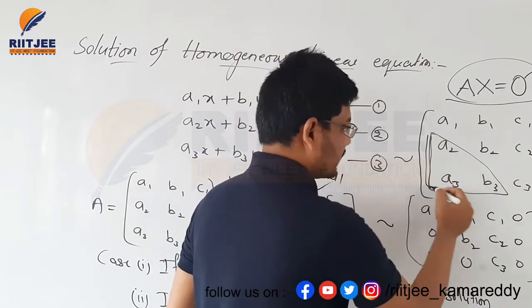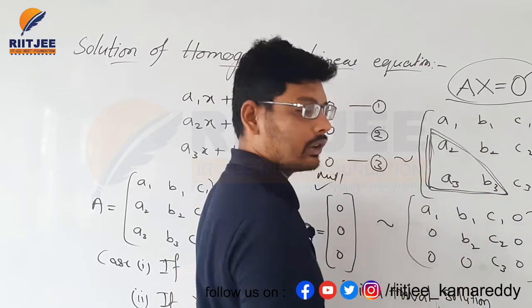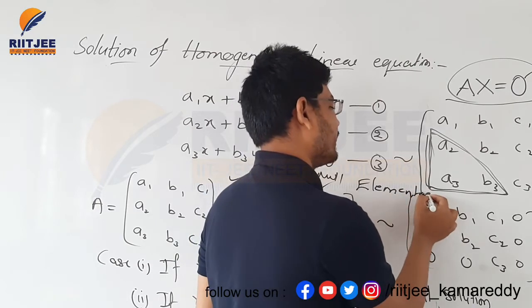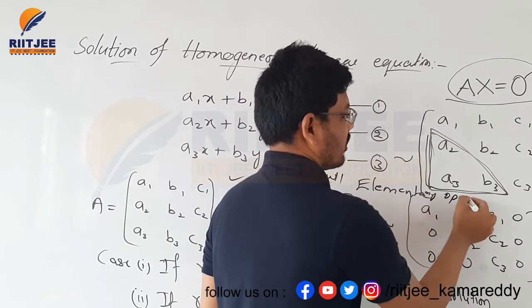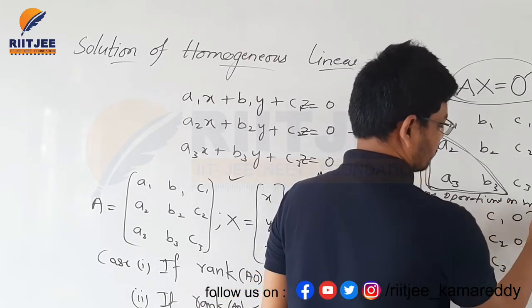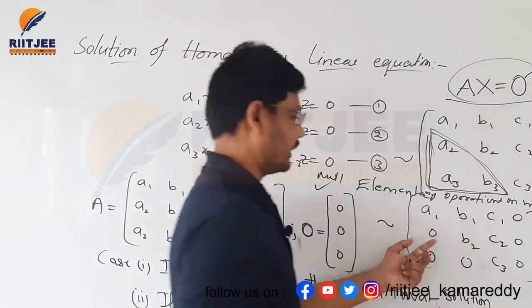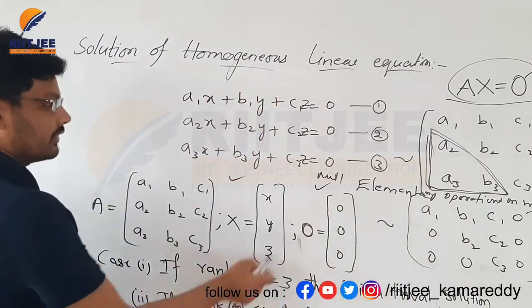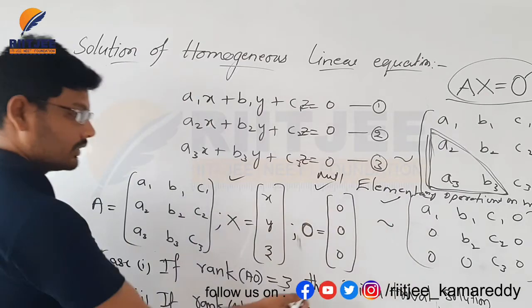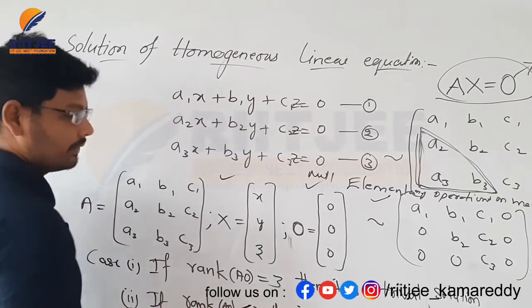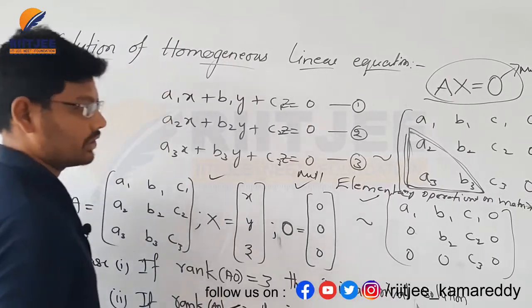Here we need to make these lower elements 0 according to elementary operations on the matrix. Then after it will convert to like this. From this we have two cases. If the rank of this matrix is 3, then it is a trivial solution. If the rank of the matrix is less than 3, then it is a non-trivial solution.